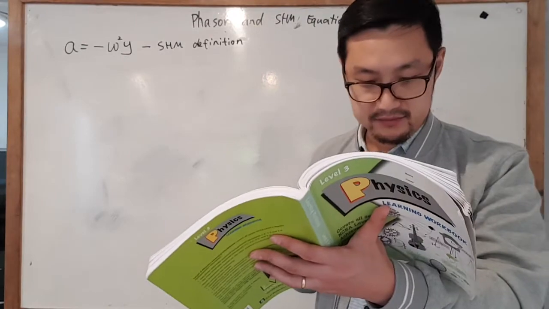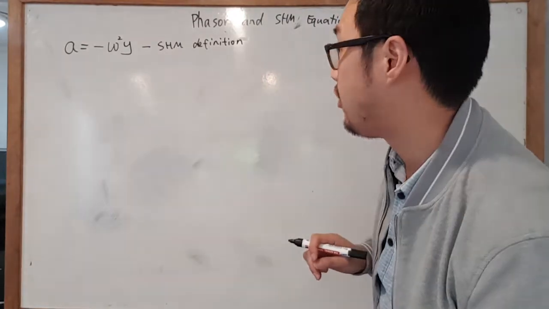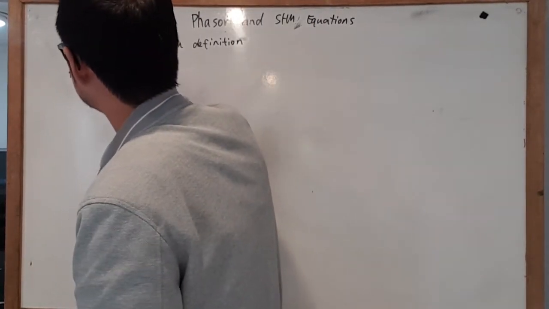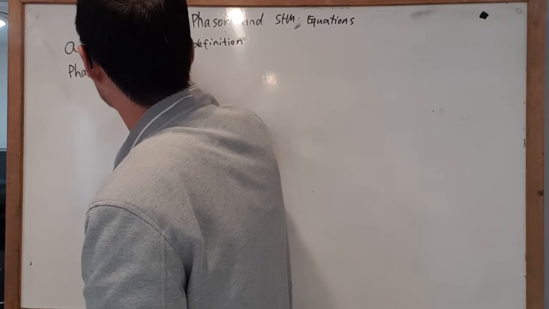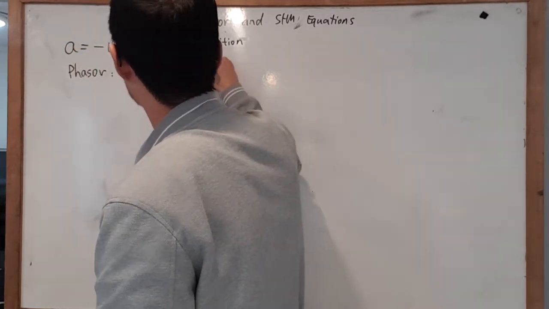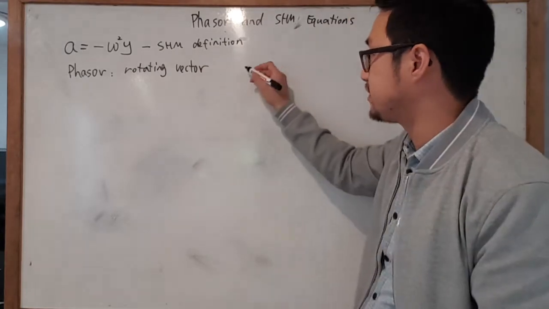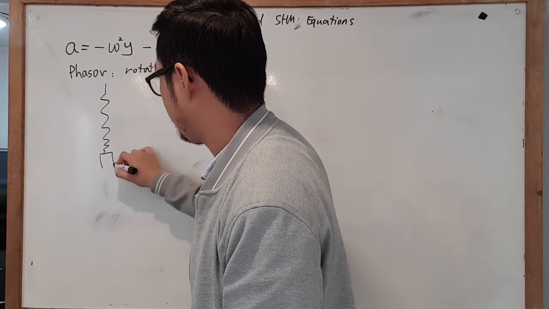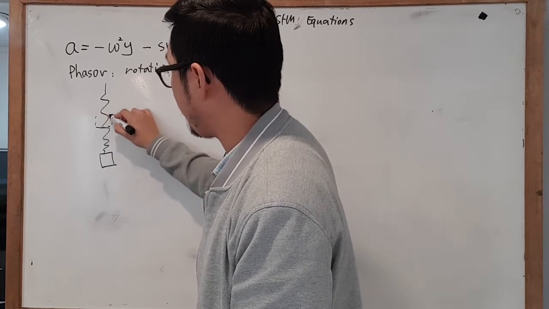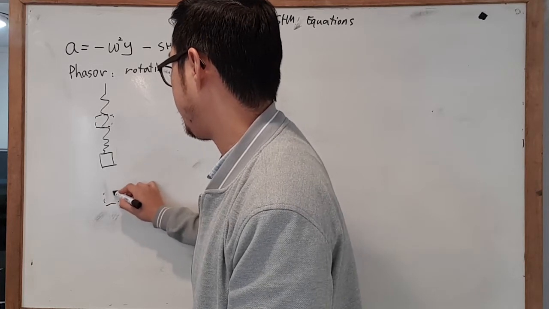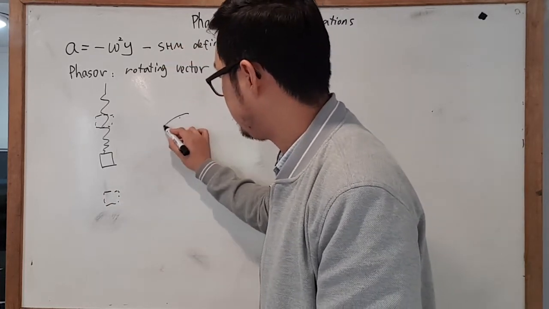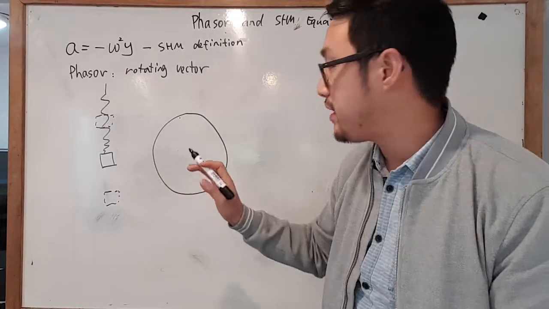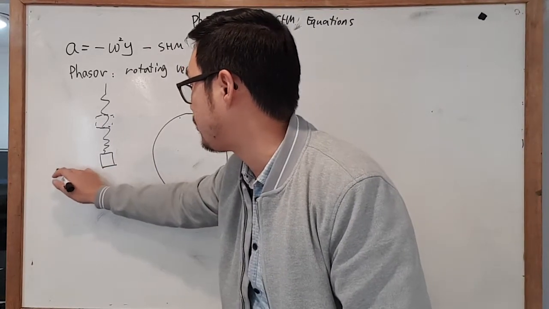Okay, and then we're going to look at the phasor. So how does the phasor work? A phasor is a rotating vector. Let's say we use a bouncing spring as an example. Let's say right now it's at equilibrium. It can go up to here, and then it can go down to here. And then we draw a circle. That's my reference circle. When we start timing, let's say timing starts at equilibrium.